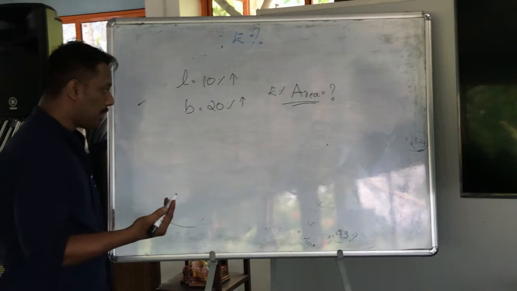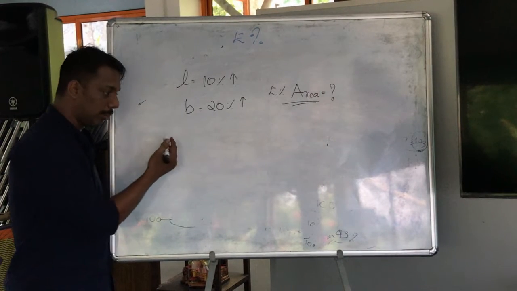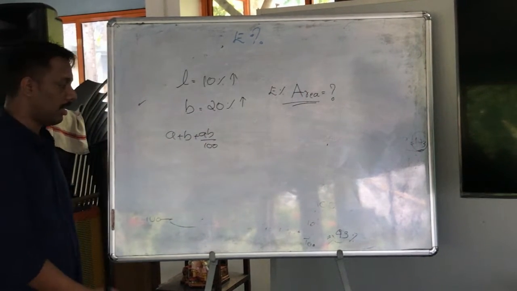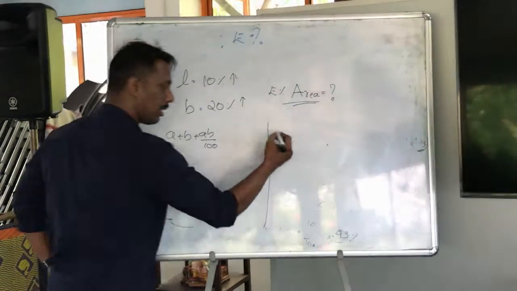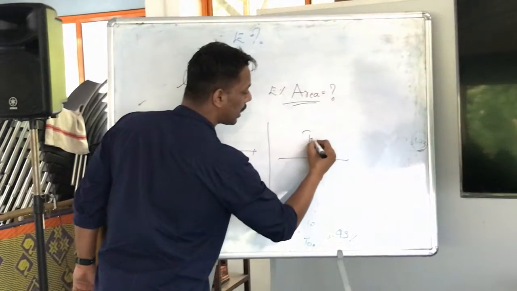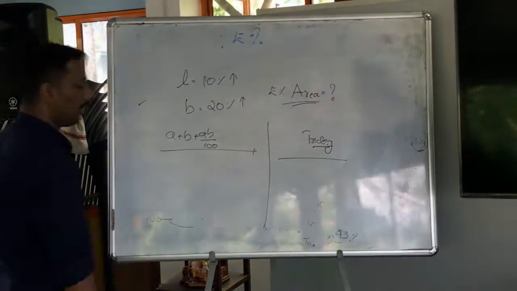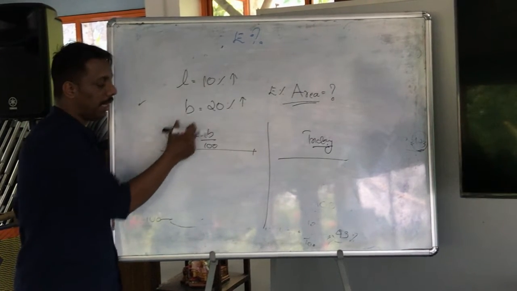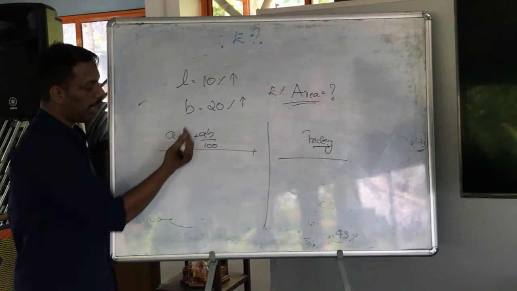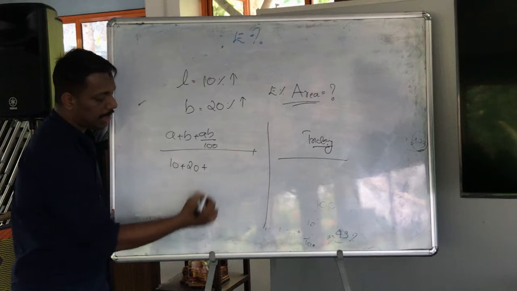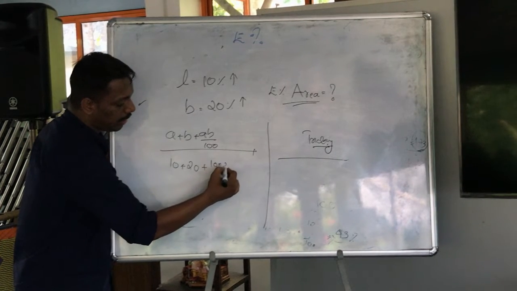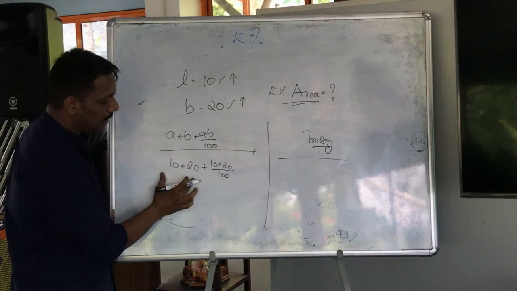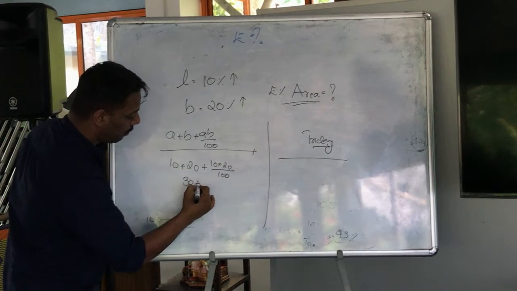If I solve this problem by using your equation, what is the equation? A plus B plus AB by 100. This is the first method. The second one is the tricky method. In the first case, A is 10, B is 20. You have to put the values of A and B in this equation: 10 plus 20 plus 10 into 20 by 100. 30 plus 2.